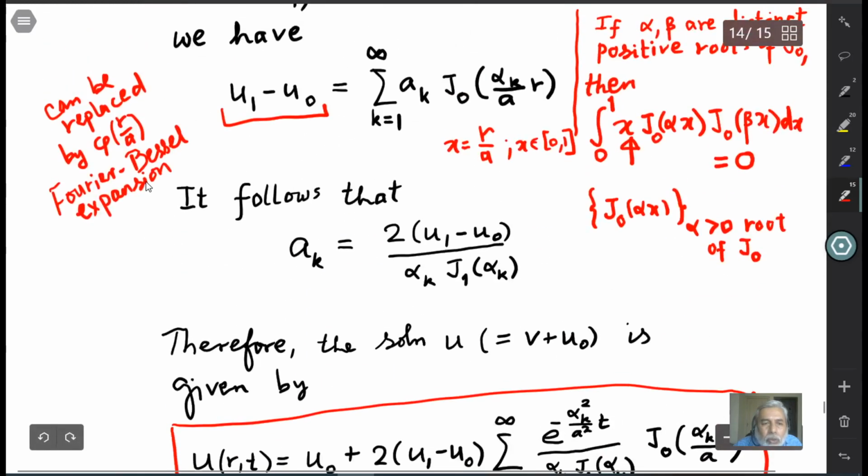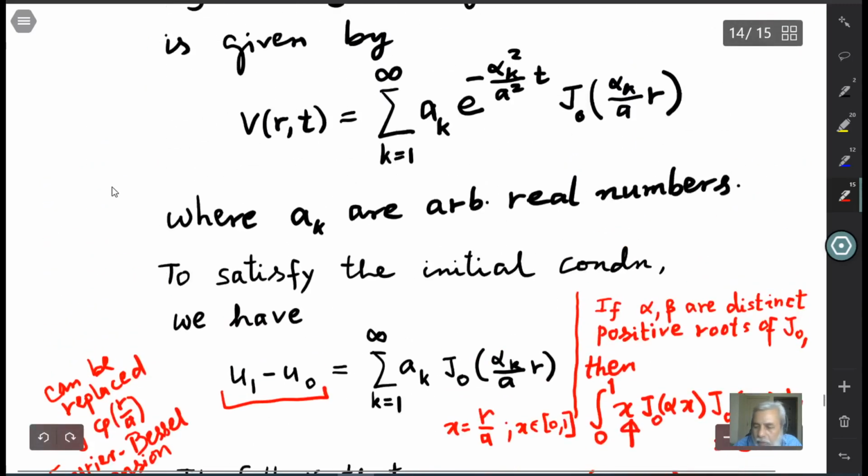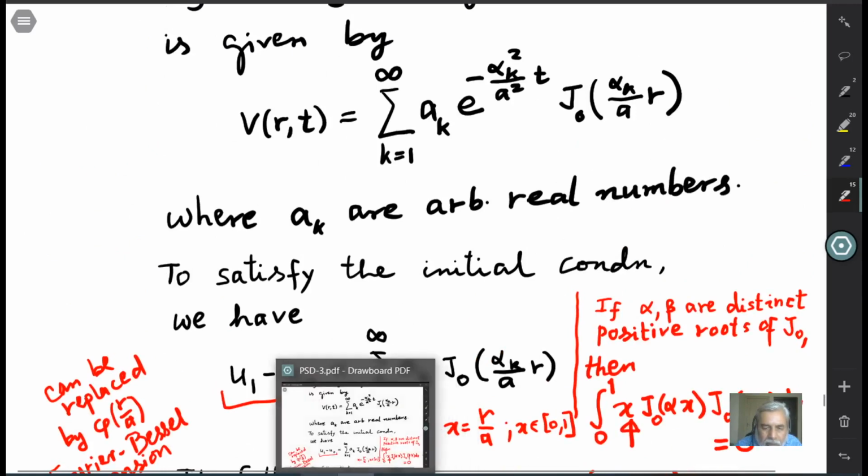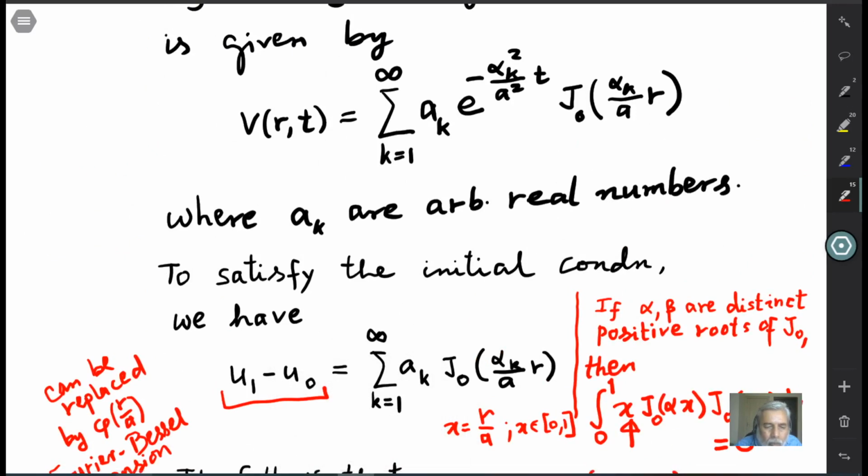With that remark, we have more or less finished this topic of the heat equation. One more remark: we have included so many topics in this PDE course, so it is not possible to give all the details about any one particular topic.